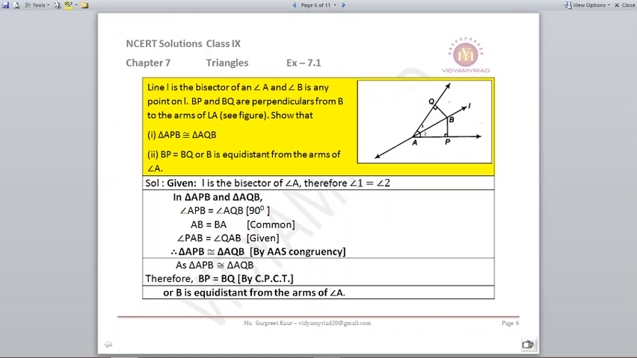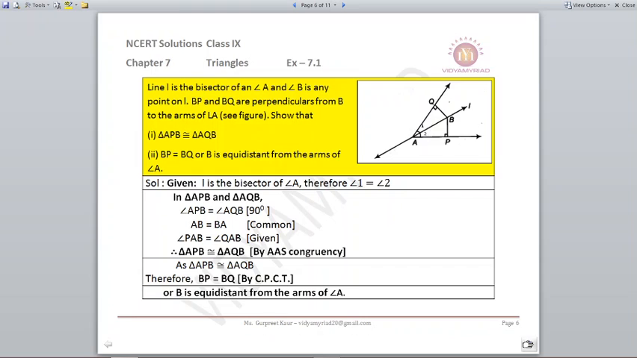Now let us see what is given. We have mentioned angle 1 is equal to angle 2, it is given to us, as well as we can also write that angle APB and angle AQB are 90 degrees, which is also given to us. So let us take both the triangles and find out what are the 3 things which can be proved to make the congruence. Angle APB is equal to angle AQB, which is 90 degrees, as they are perpendicular and it is given to us.